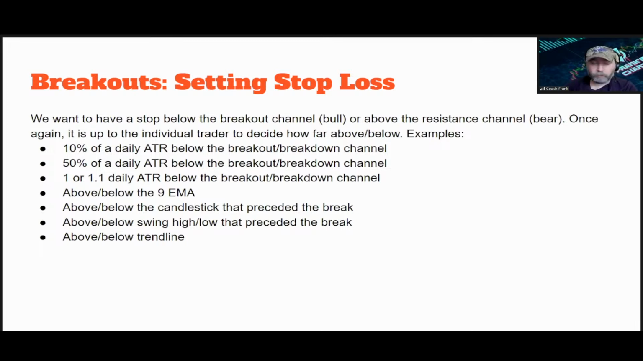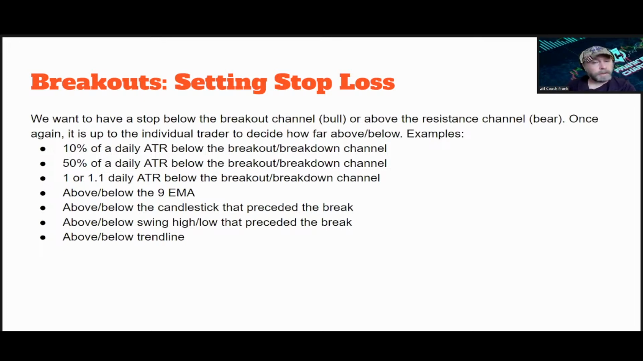We can work with our ATRs, right? We can put a super tight stop loss of 10% of a daily ATR. That would be awful tight, but we could do it, right? I wouldn't, but that doesn't mean it can't be done. Or 50% of an ATR, or a full ATR, or a little bit more than an ATR. So we can say, let's get our stop loss X amount below that resistance level for our bullish breakouts, and above that resistance level for our bearish breakdowns.